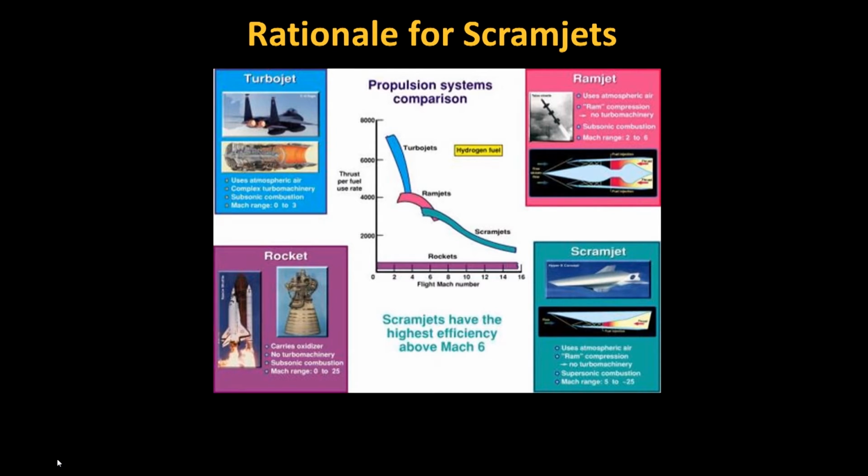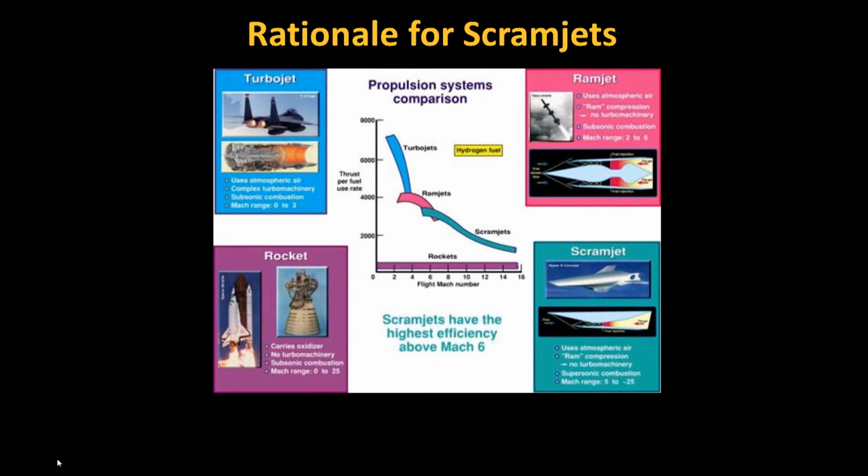This is because reducing the air velocity to subsonic speeds generates significant losses and extremely high temperatures and pressures. Keeping the airflow supersonic throughout the entire engine minimizes losses and enables net thrust to be generated by a scramjet well into the hypersonic regime.